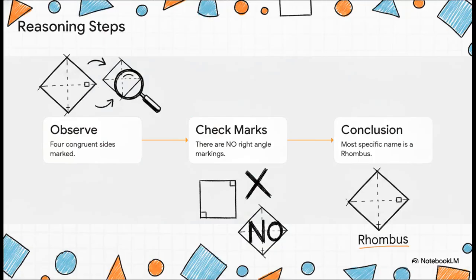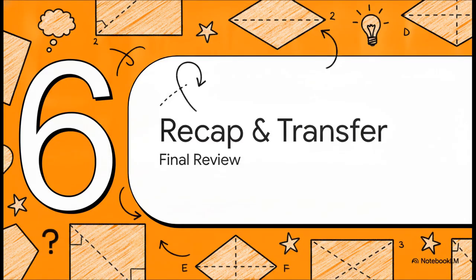All right, we're back. Let's see how you did. Step 1, we observe the marks. We can clearly see 4 congruent sides are explicitly marked. Step 2, we check for other marks. Are there any right angle markings? Nope, 0. So, what's the conclusion? Because we cannot legally assume right angles exist without the marks to prove it, the most specific name we can give this shape is a rhombus, not a square. Even if the shape perfectly looks like a square to your naked eye, without those right angle markings, it is just a rhombus.